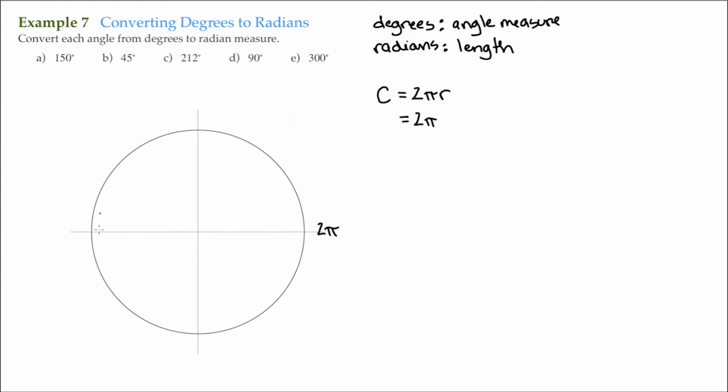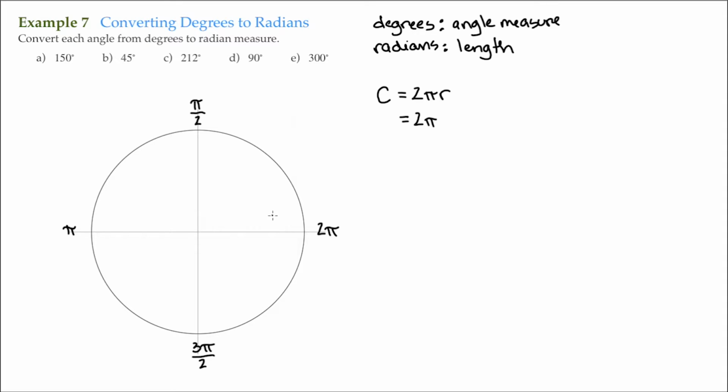So if all the way around this circle is 2 pi, then halfway around would be half of 2 pi, or in other words, pi. If from here all the way to here has a length of pi, then half that distance would be 1/2 pi, or we just say pi over 2. So from here to here is pi over 2. Here's 2 pi over 2, or we reduce that to pi. Here's 3 pi over 2, or 3/2 pi. And then, of course, 4 pi over 2, which reduces to 2 pi.